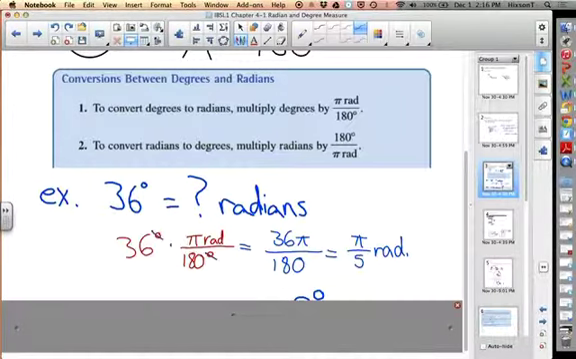Okay? Does that equal 36 degrees? Yes, this is an equivalent measurement. It's the same thing, just a different unit of measure. It's like converting inches to centimeters or pounds to kilograms.